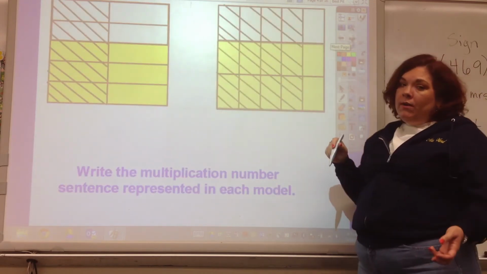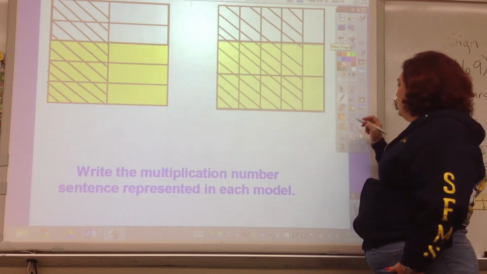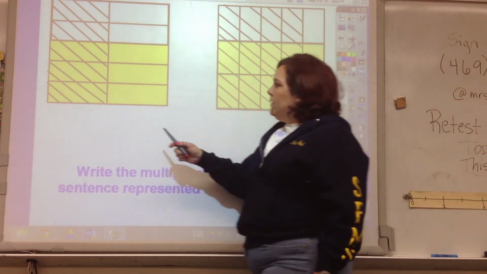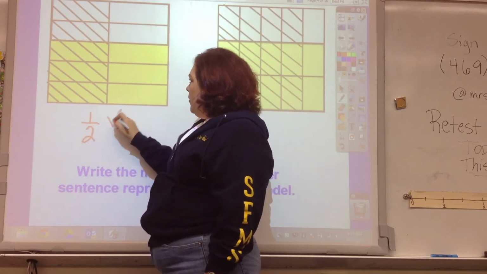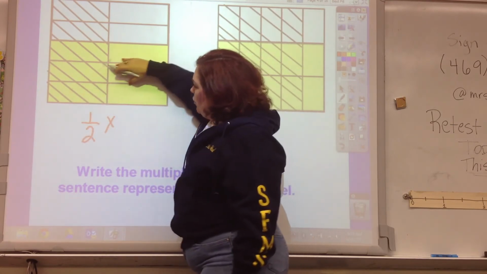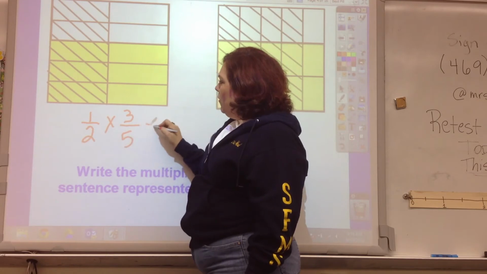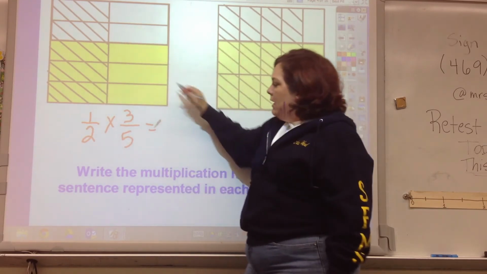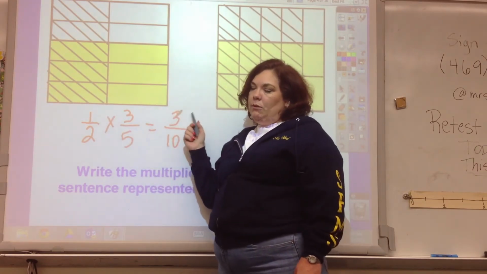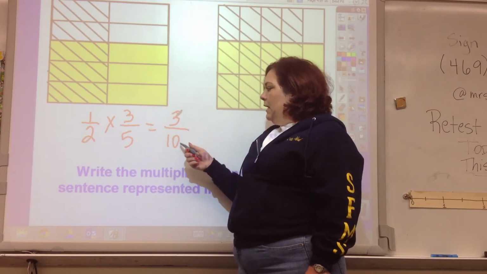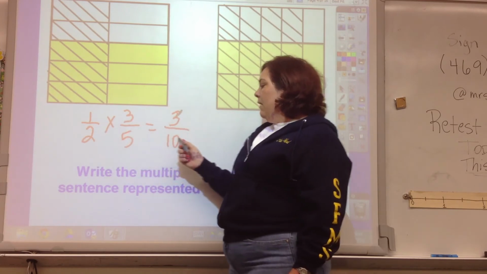So the way you're going to be tested, the way that you're really going to see it, is by being able to read the model. And so on this one, you know it's 1/2 because it's broken into 2. So 1/2, and you're multiplying, and you've got 3 out of 5 shaded. And so your total is 3 out of 10, and you're starting to see that whenever you multiply, you just multiply straight across. And so 3 out of 10 makes sense for this answer because 1 times 3 is 3 and 2 times 5 is 10.